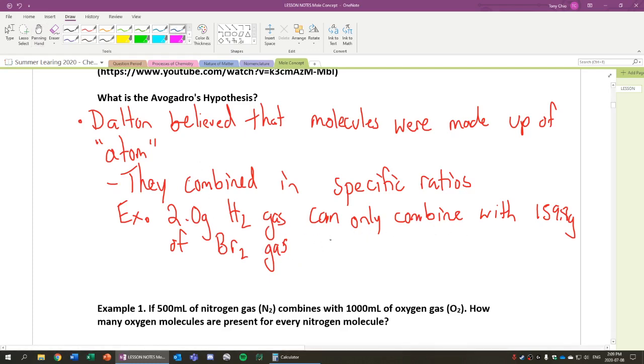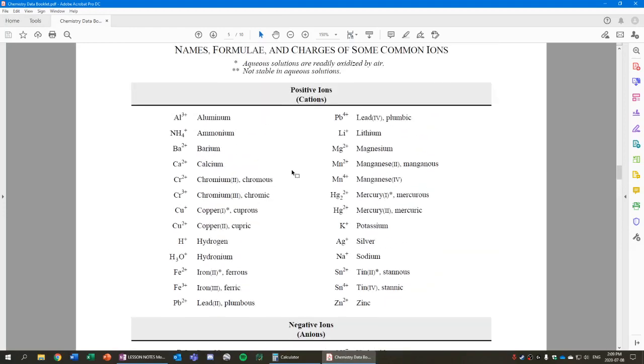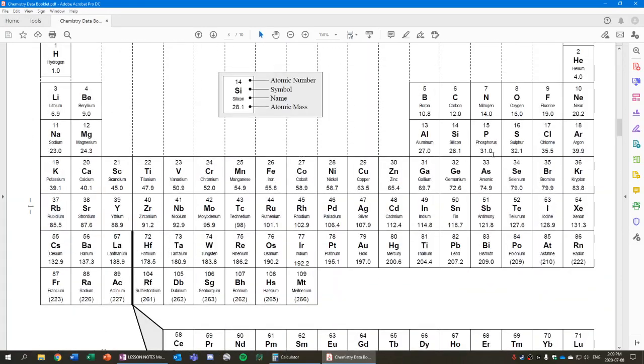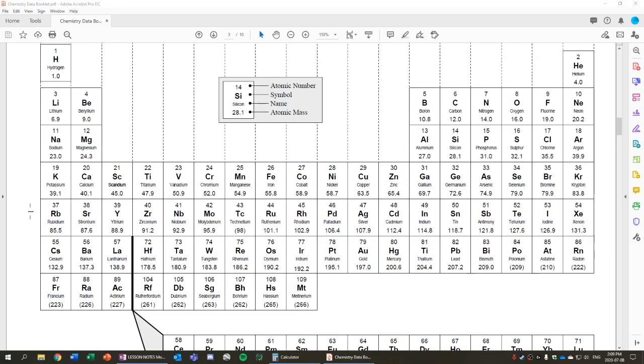Because of that, he found the ratio of hydrogen to bromine was 1 to 79.9. And if you look at the periodic table, you would be able to find that, in this case, bromine has what we call atomic mass of 79.9. Hydrogen has atomic mass of 1. So what you can conclude then is that bromine is 79.9 times heavier than hydrogen.